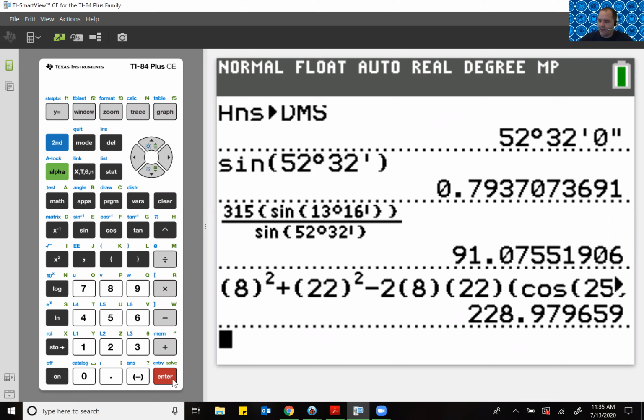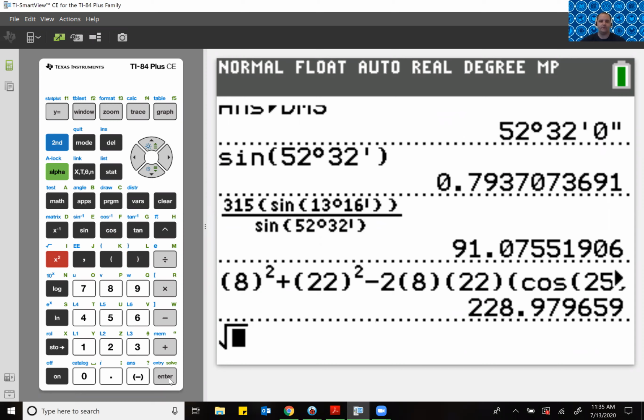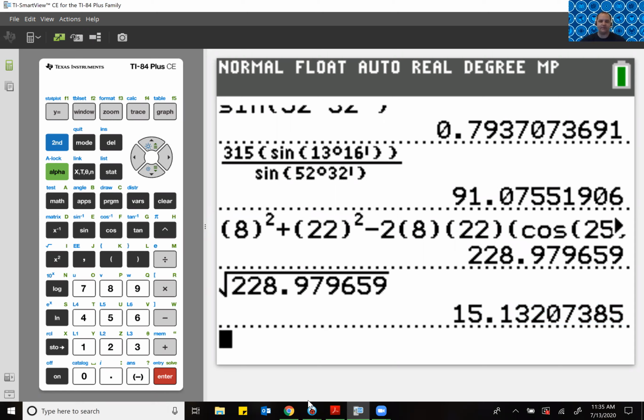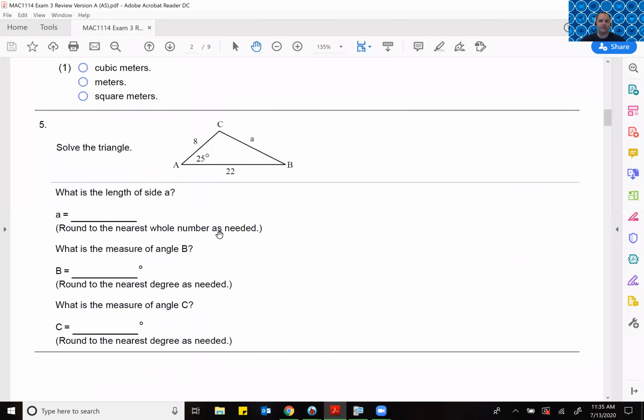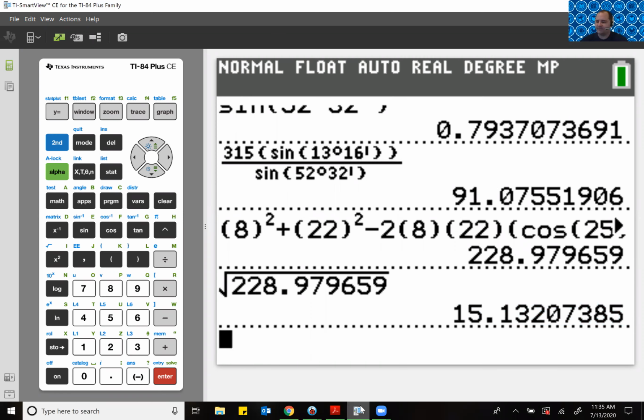228.979659. But remember that this number is squared. So we're going to take the square root of it. So we're going to hit second x squared. Come up and grab our number. There it is. And that's the answer for A. Now it says, round to the nearest whole number, even better. So A is 15. Okay? So there's little a.